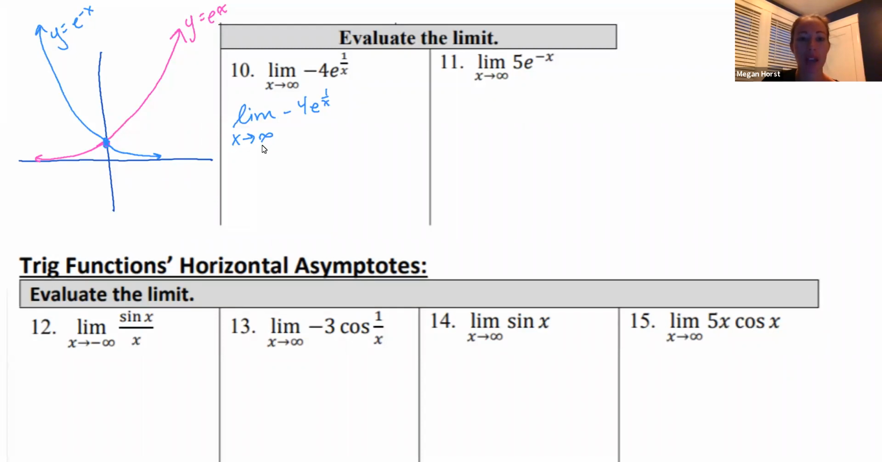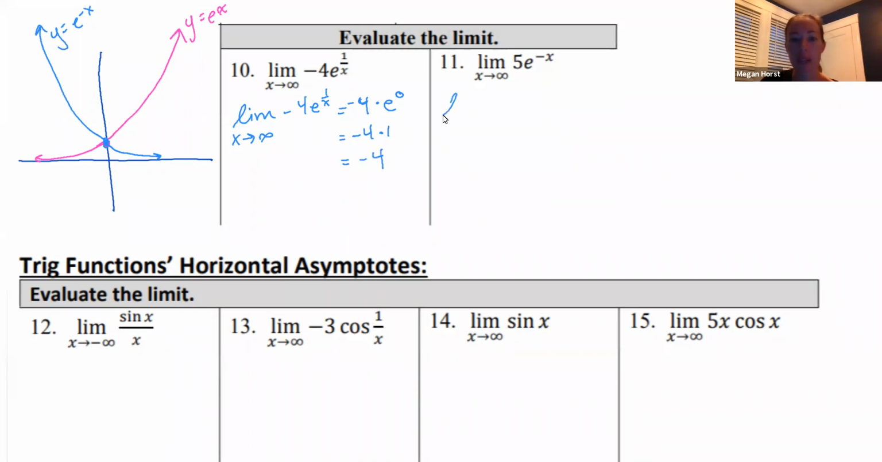So if x is going to positive infinity right here, I'm subbing the infinity in here. 1 divided by infinity is going to be approaching 0. So that value, if we're analyzing a limit, is essentially 0. So we're going to rewrite that as -4 multiplied by e to the 0 power. Well, e to the 0 power, that's right here, my y-axis is 1. So I have -4 multiplied by 1, which is -4.